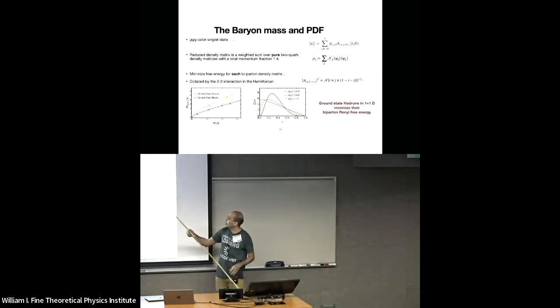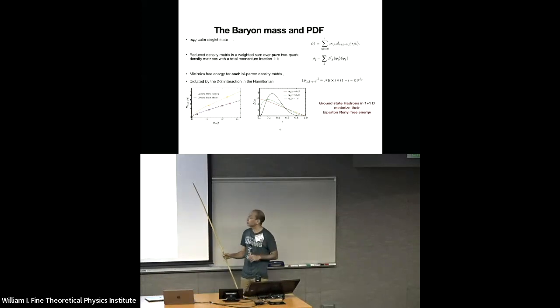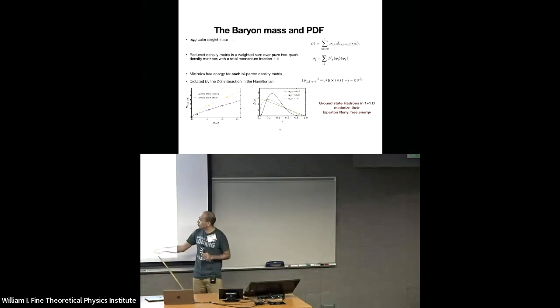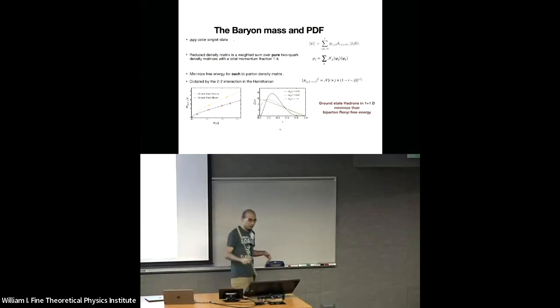So if I start again with a valence quark state, a 3-quark state, and write, ignoring color indices for now, just write it as a wave function in terms of i, j, k, which are again the momentum fractions of the hadron momentum. Then if I trace over one of the quarks, say the quark with momentum k, I can write the density matrix as a weighted sum over 2-quark pure density matrices. This is a weight factor, and once I trace over the quark with momentum k, I can rewrite it as a weighted sum over pure density matrices.